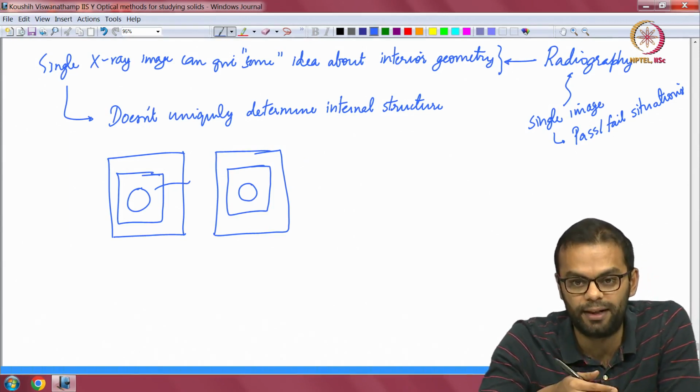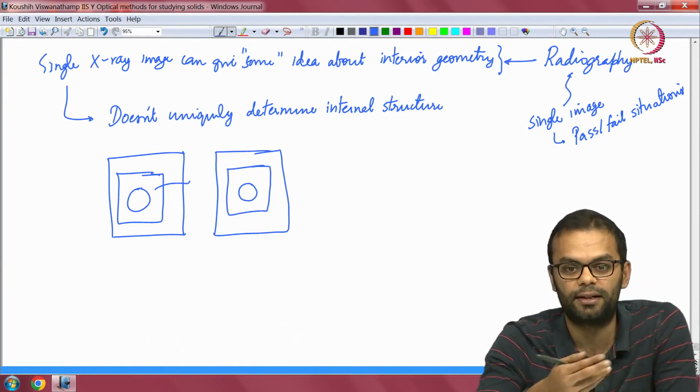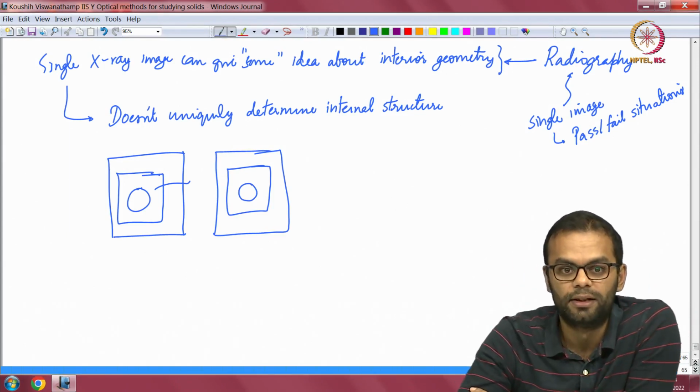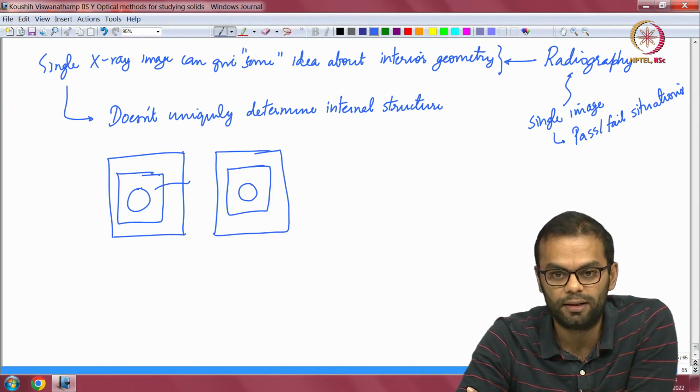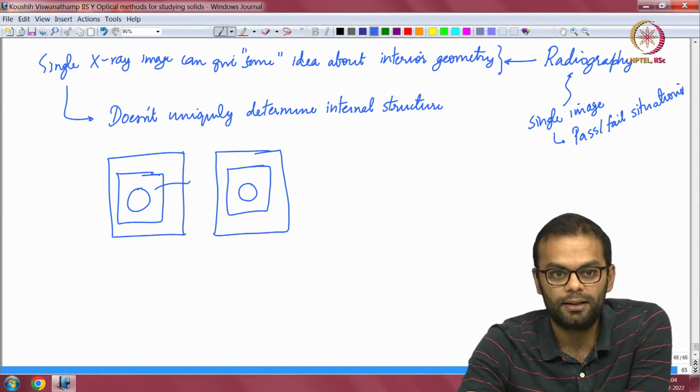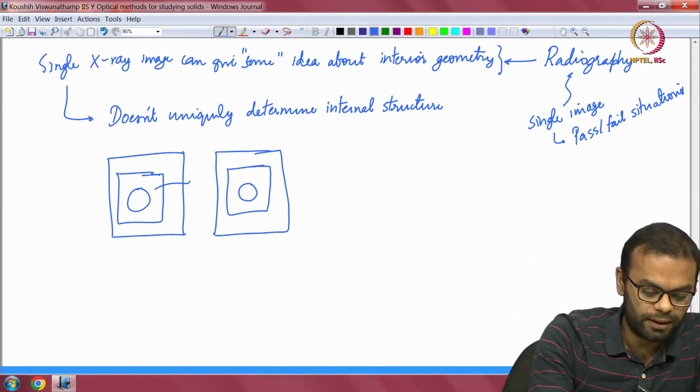At that point you can't really distinguish whether one is a sphere or a cylinder, the signal is getting washed out and so on. So, in these cases it becomes quite obvious that you can't use a single shot to determine the internal structure.